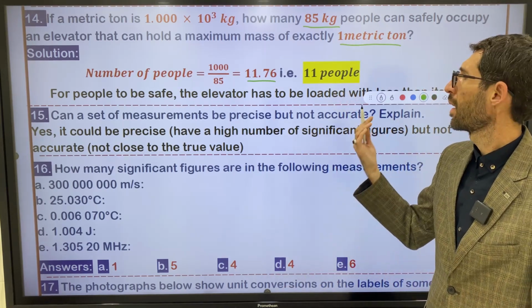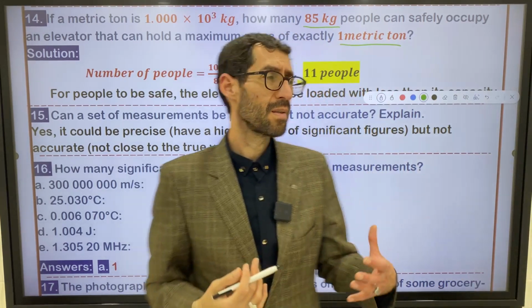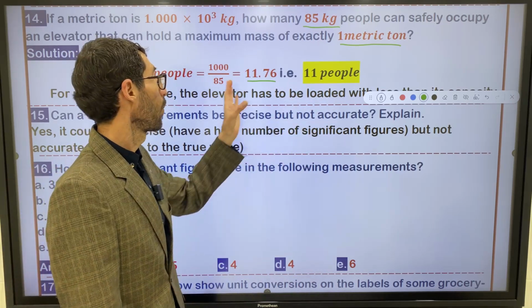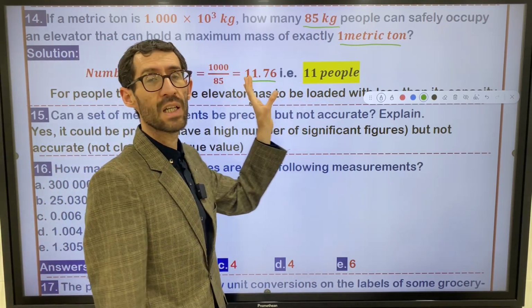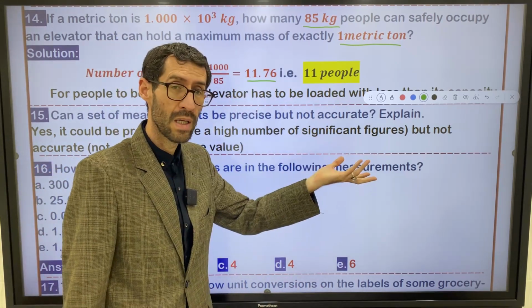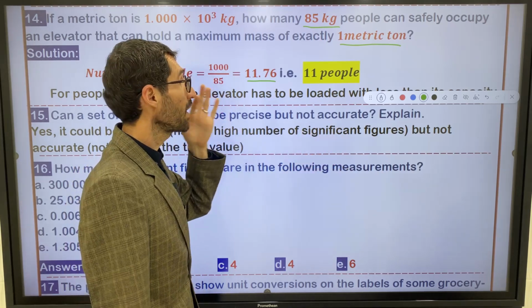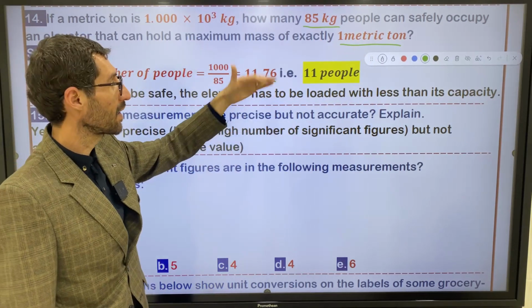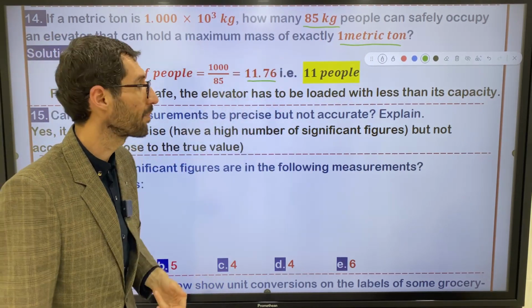Maybe you say, why don't you use rounding rules? Why don't we round it up to 12, actually? But the situation is a little bit different. You cannot interpret it mathematically.